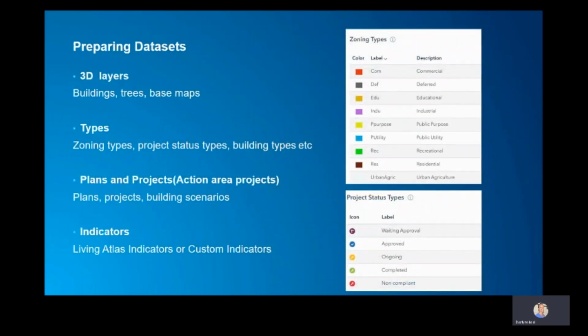What data sets do you need to be able to start working with ArcGIS Urban? So the first is the 3D layers. You will need the 3D layers, whether they're buildings, trees, or base maps. And for the 3D layers, you can actually get them. I know CityEngine is a very good source of these data sets. So if you need 3D layers for a specific area that you're planning for, you can get this from Esri CityEngine.